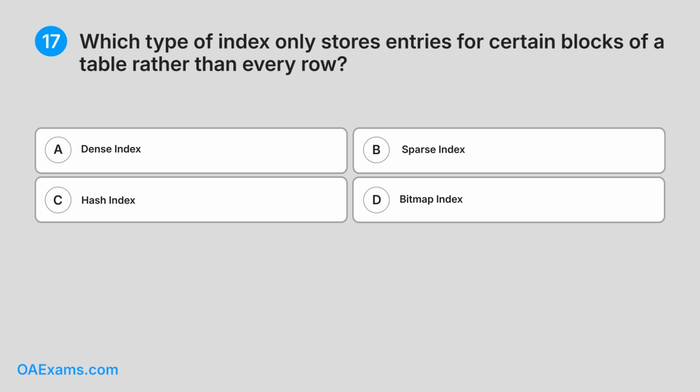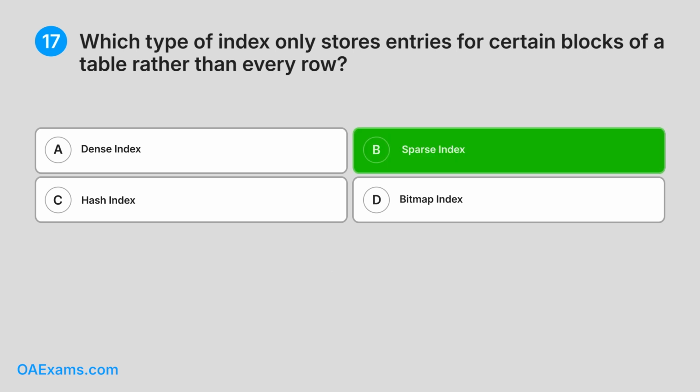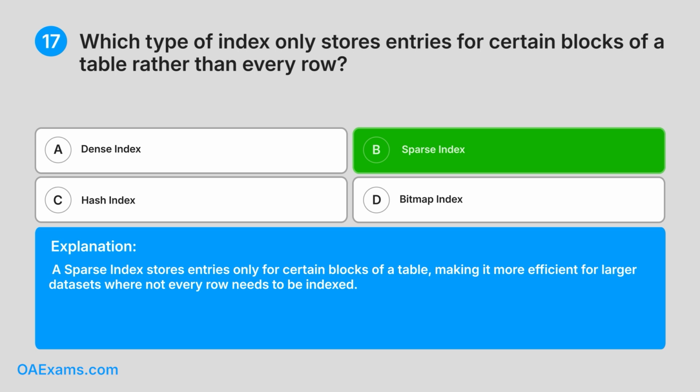Correct answer: B. Sparse index. Explanation: A sparse index stores entries only for certain blocks of a table, making it more efficient for larger datasets where not every row needs to be indexed.